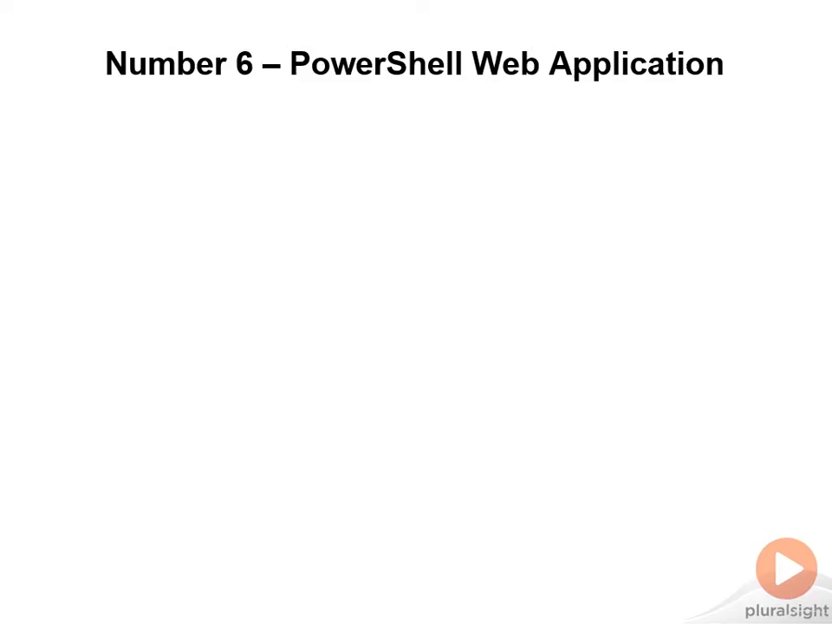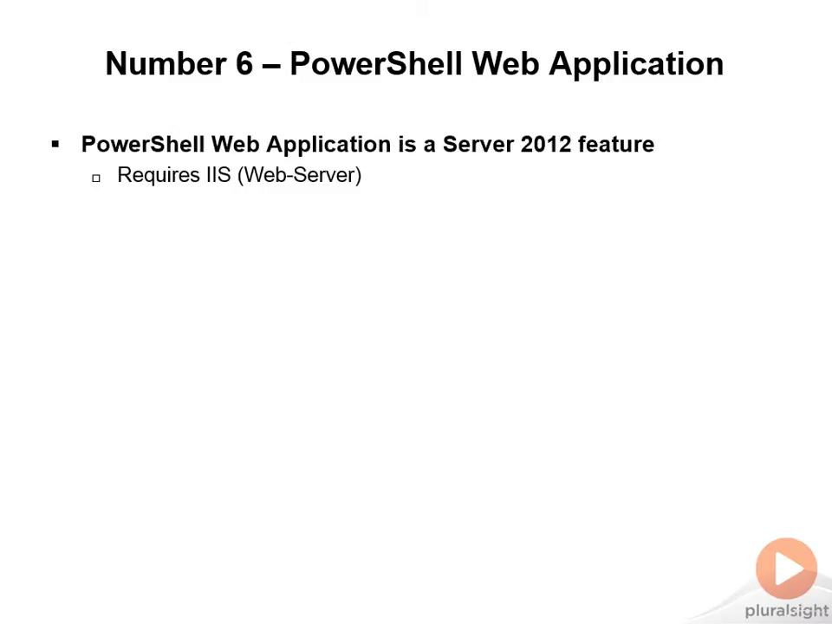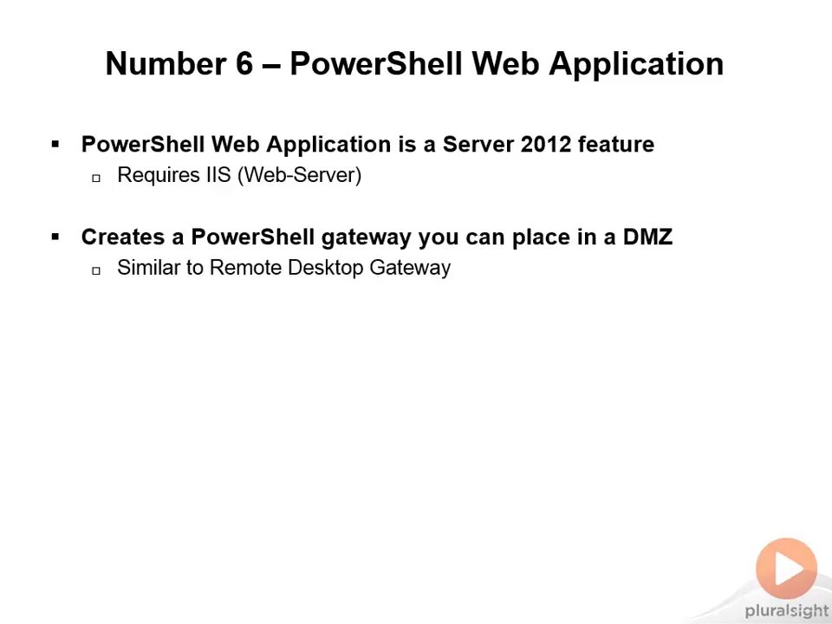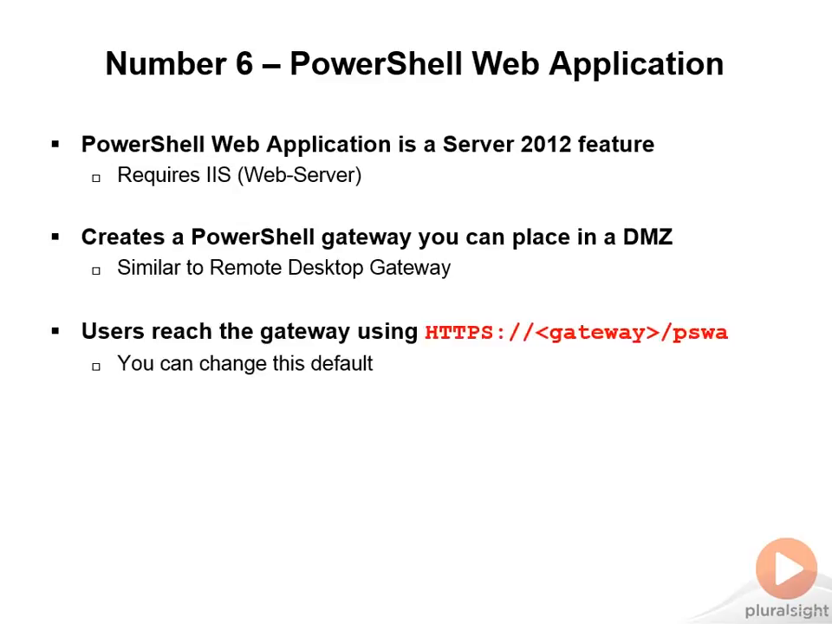So at number 6, we have the PowerShell Web Access. This is a particularly cool feature of Server 2012. Requires the IIS web server. And what it does is it creates a PowerShell gateway that you can place in the DMZ, similar to Remote Desktop Gateway. The idea is that your users use Internet Explorer or some other standards-based web browser and go to HTTPS, your gateway machine/pswa, or whatever application location you choose. And we'll show you how to change that default in a second.